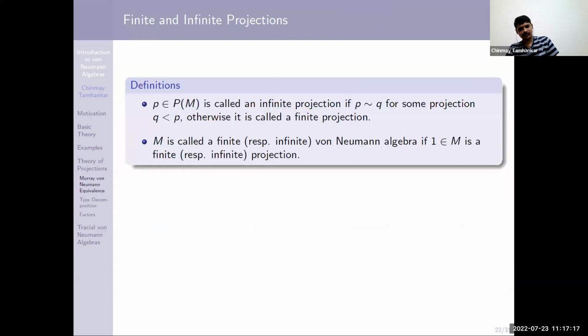Okay. So now since we are interpreting these P and Q as sets, we will try to define finite and infinite projections. Recall that a set is infinite if and only if it is in bijection with a proper subset of itself. Similarly, we will call a projection P infinite if it is Murray-von Neumann equivalent to some proper subprojection Q which is strictly less than P. Otherwise we will call it a finite projection. And the von Neumann algebra M itself will be called finite or infinite according to whether the largest projection 1 is finite or infinite.